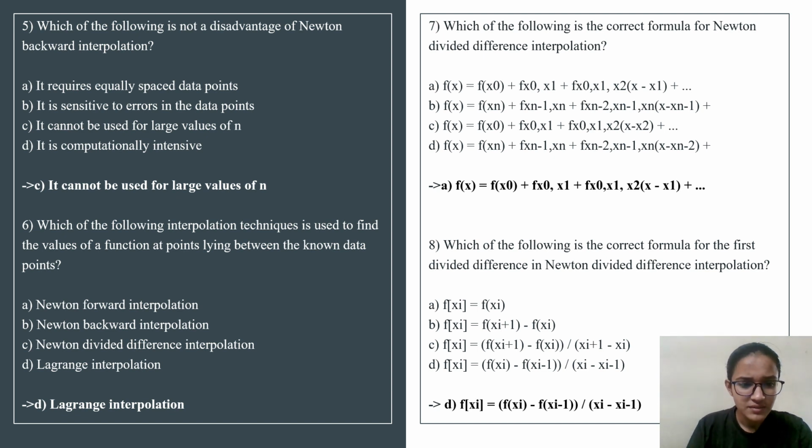So the next question is, which of the following interpolation techniques is used to find the values of a function at points lying between the known data points? When we know the point and the data points around it, then we will be using Lagrange's interpolation. Newton forward is used when the point is lying before, Newton backward is used when the point is lying after, and Newton divided difference is used when the point is lying outside the given data points. So we will be using Lagrange's interpolation.